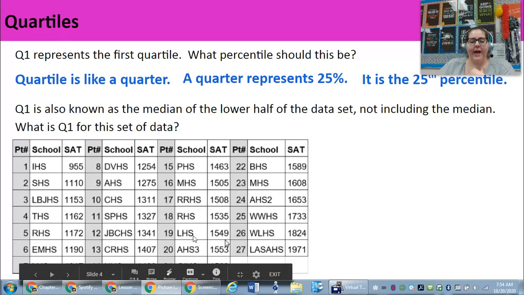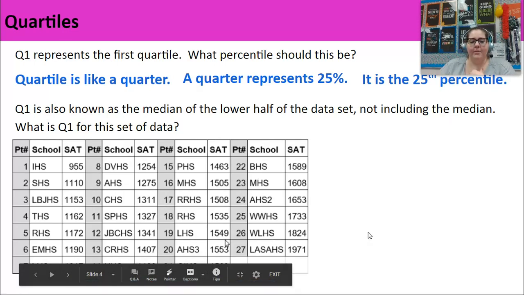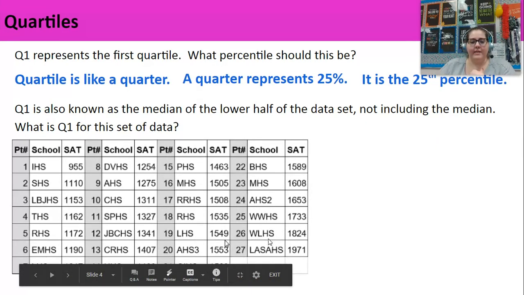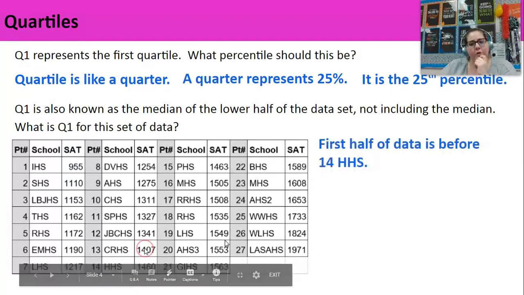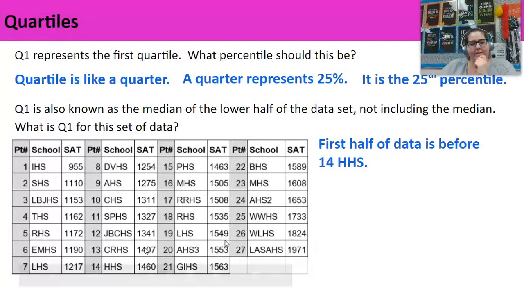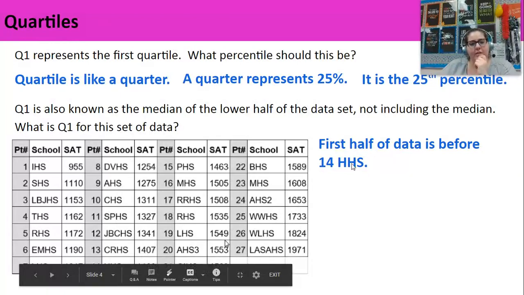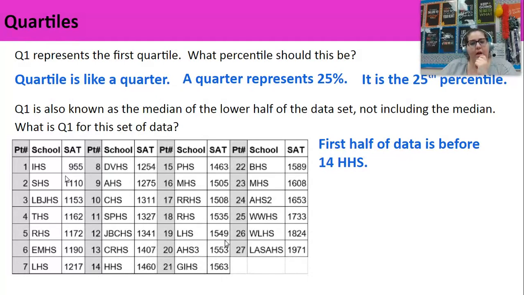the median. So if I look at all the numbers that came before our median, which was 1460, which would be all the numbers up until Cedar Ridge High School, which is number 13, so everything up to 1407. If I find the median of that part of the data, that is the first quartile. So the first half of the data is everything before Hendrickson High School, so everything below those numbers.